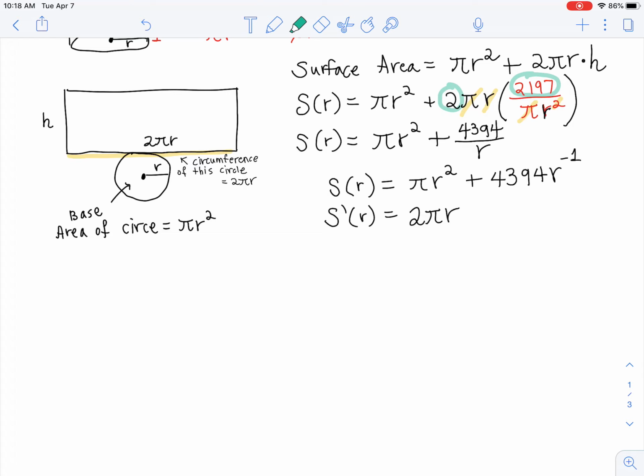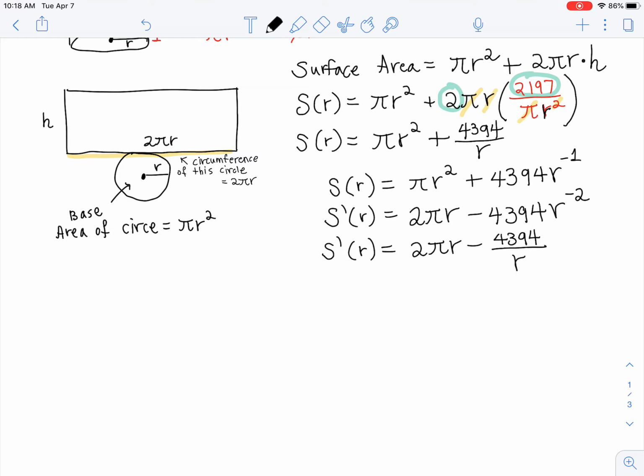So pi is just a number, so you bring down the exponent of 2. So that will be 2 pi r. Oh, hello, 2 pi r right there. And then you multiply negative 1 times this number right there. So that will give you a negative 4394. But now, the exponent for this radius is negative 2 because you have to go down by 1.